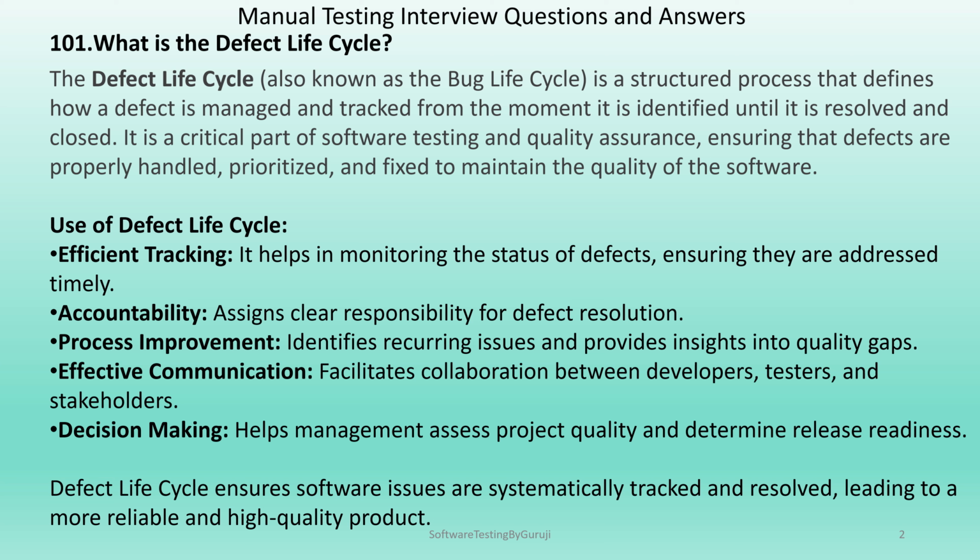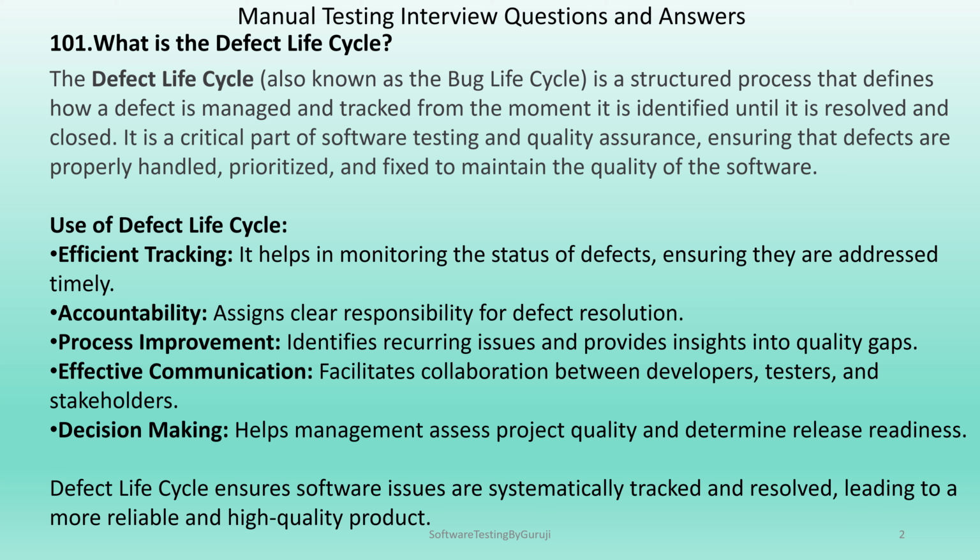Let's understand the use of defect lifecycle. First, efficient tracking. It helps in monitoring the status of defects, ensuring they are addressed timely. Second, accountability. Assigns clear responsibility for defect resolution. Third, process improvement. Identifies recurring issues and provides insight into quality gaps. Fourth, effective communication. Facilitates collaboration between developer, tester, and stakeholders. The last one, decision making. Helps management assess project quality and determine release readiness.